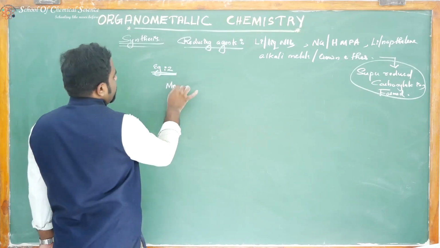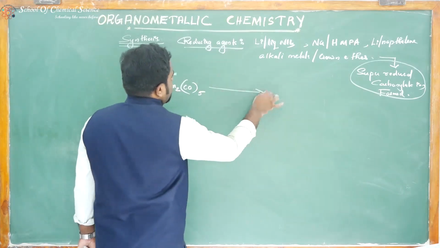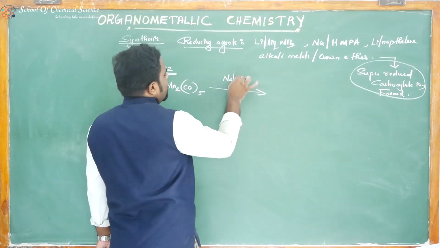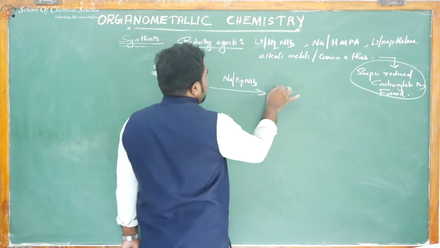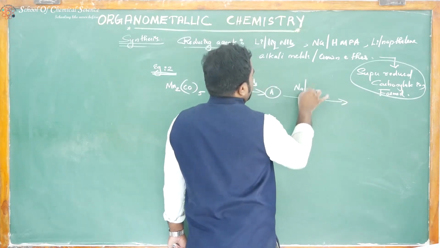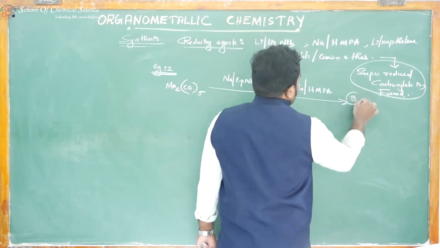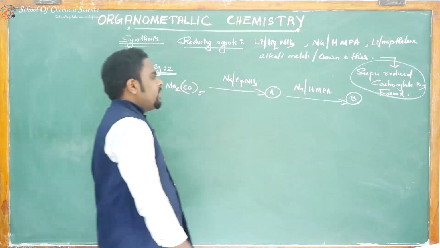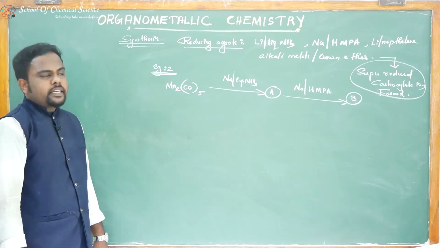Mn2(CO)10. First step, sodium in liquid ammonia, a product A will be formed. A on reaction with sodium in HMPA, hexamethyl phosphoramide, a product B will be formed. Identify A and B. This type of question is asked in the CSIR NET exam.